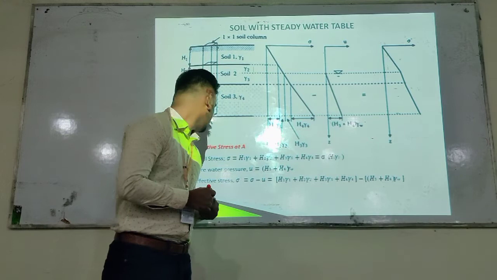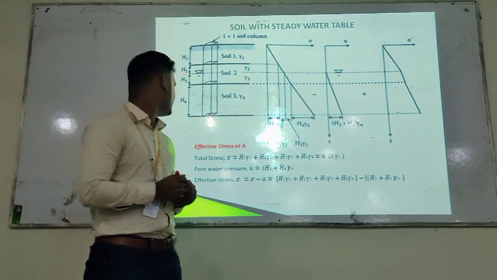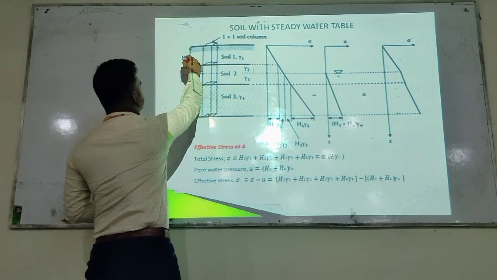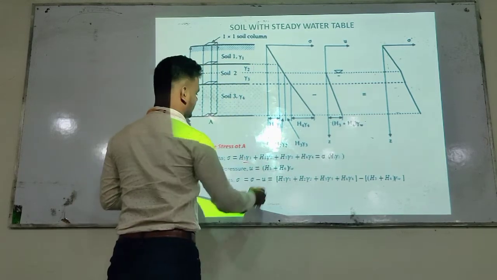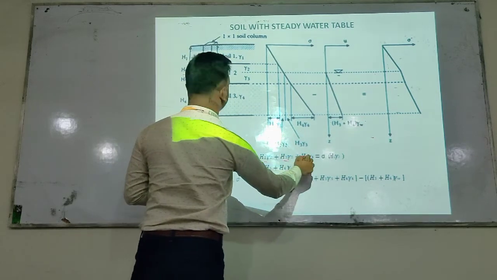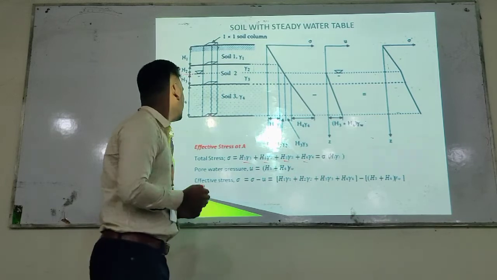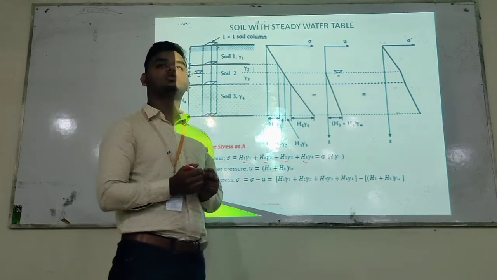If we want to describe the effective stress, first we have to calculate the total stress. The total stress for this area is H1 gamma 1. For this area the stress is H2 gamma 2. For this area the stress is H3 gamma 3, and for this area the stress is H4 gamma 4. If we add these four, we will get the total stress.